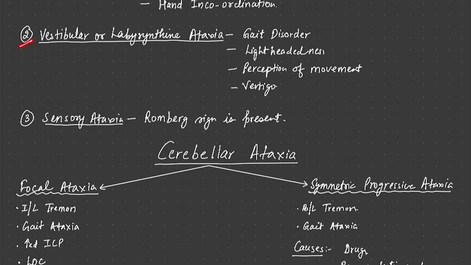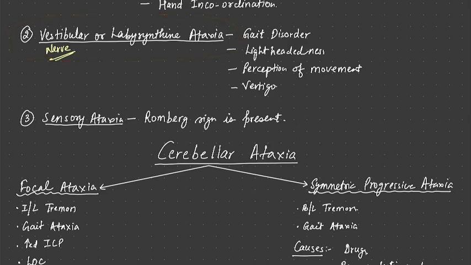Now, the second type of ataxia is vestibular ataxia or labyrinthine ataxia. By vestibular, we mean the vestibular nerve. There will again be gait disorder, but there will be other labyrinthine features. The most common is vertigo. There will be no vertigo in cerebellar ataxia. Along with this, there will be lightheadedness and perception of movements. Whenever the patient moves, he will feel that his head is also spinning with that. That is a feature of vestibular or labyrinthine ataxia.